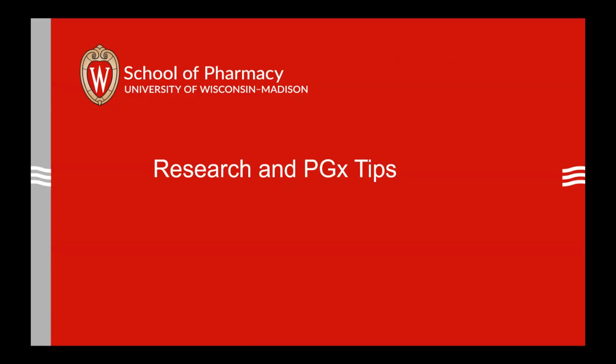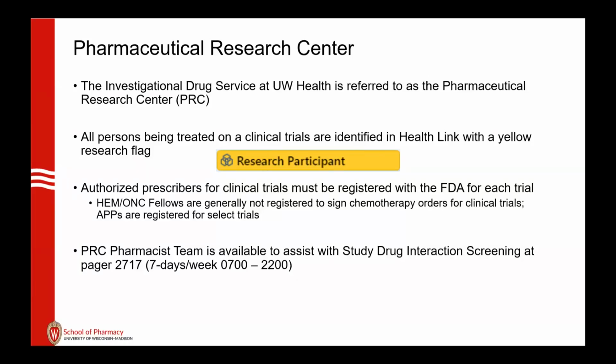I'm going to move through this a little fast since I'm a little behind, but I just want to make an announcement for the first year people. The investigational drug service at UW is called the PRC, the Pharmaceutical Research Center. Everyone on a clinical trial will have a yellow research flag. In general, all prescribers for the trials have to be registered with FDA. They have to go through training.